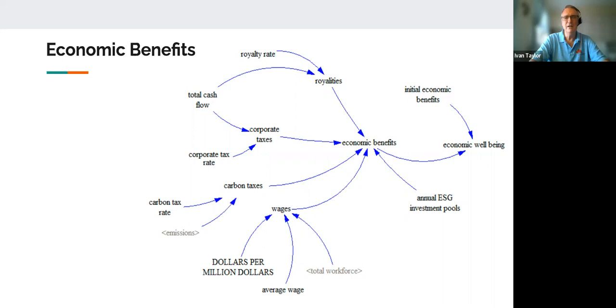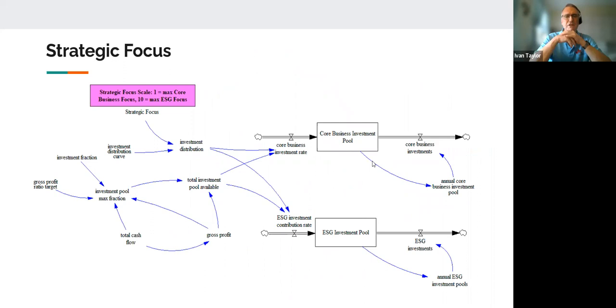We do have an idea that there is a trade-off, that, for example, ESG investments might impact the economic benefits. And we have this idea of economic well-being, which is basically how much the economic benefits have increased or decreased over time. Then we have the strategic focus, which is a big part of this model, and really a brand new addition and a whole new focus of the model from the previous publication.